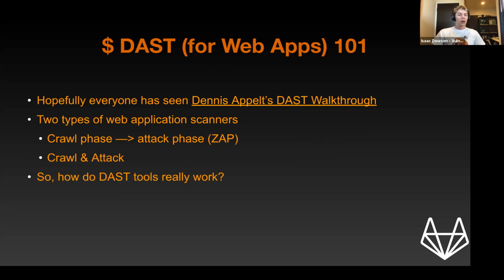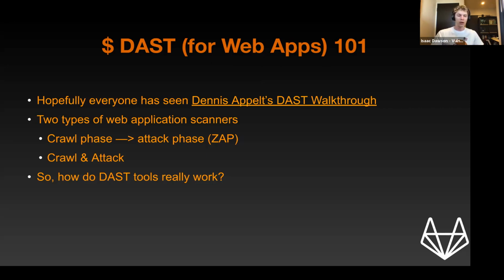For application scanners, there are really two types of DAST tools. There's a crawl phase and then an attack phase, which is what Zepp does. And then there's the other version, which does crawl and attack at the same time. Portswigger's Burp tool does the crawl and attack together, I think, and I know NetSparker does it as well. Acunetix may, I can't remember. But there are really two different ways of doing it, with pros and cons to each.